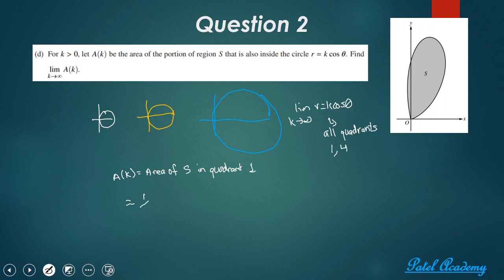So we get 1/2 times the integral from 0. Now this time we're not going to go to root pi. This time we're going to go to pi over 2. Because as we go from our positive x-axis, so theta is equal to 0, to our positive y-axis, we're traveling a total of 90 degrees. So our theta becomes pi over 2. And then again of r theta squared d theta.